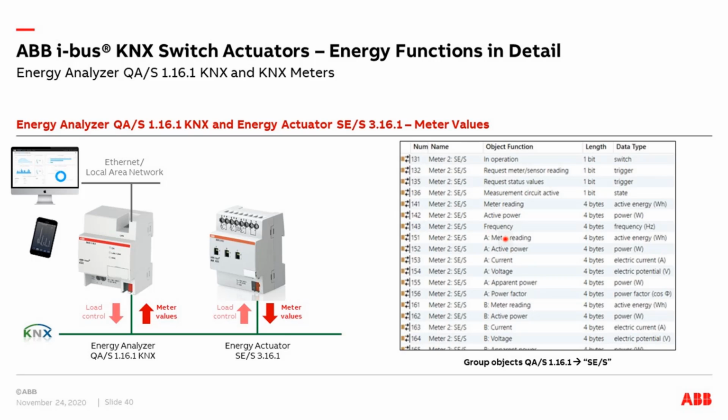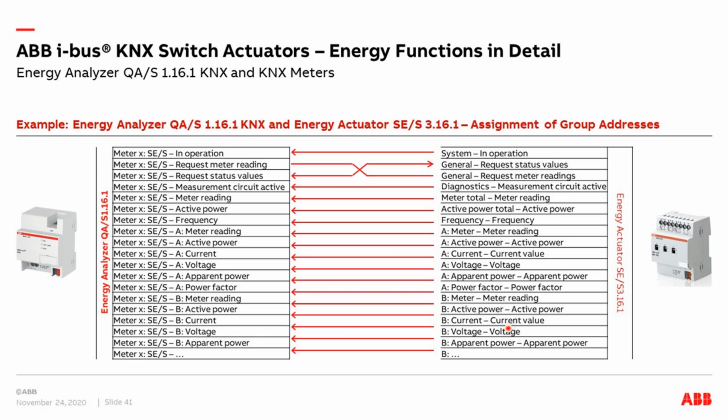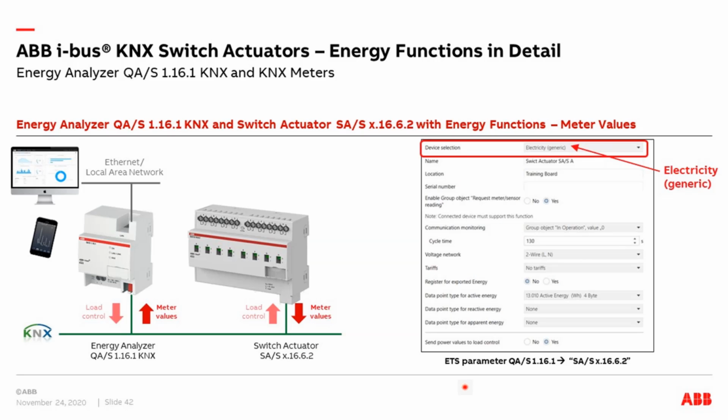So then I get here the group objects for linking the group addresses with the energy actuator. Here again, on the left side, when I've selected communication with an energy actuator, I get exactly this group of objects, and on the right side those of my energy actuator. And you see exactly the same names. You have linked this group object, active power, with this one, the frequency with this one. So it's really simple to link the group addresses between the energy actuator and the energy analyzer, for the complete device, for channel A, for channel B, and for channel C.